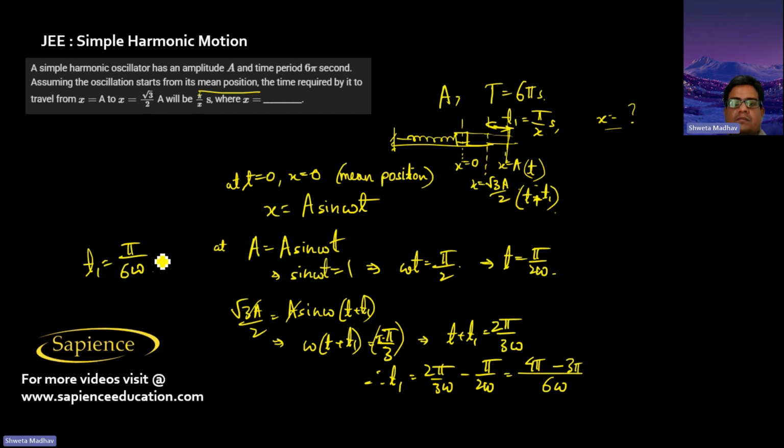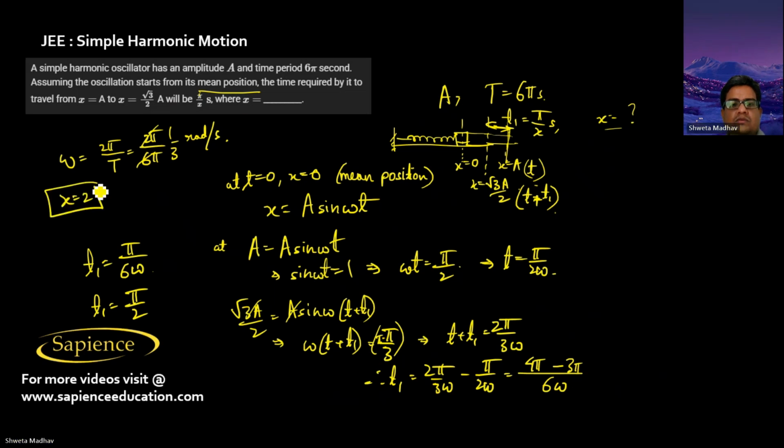Pi by 6 omega. Now omega is equal to 2 pi by T. T is 6 pi, so this is 2 pi by 6 pi, which is 1 by 3 radian per second. So t1 would be equal to pi by 2.